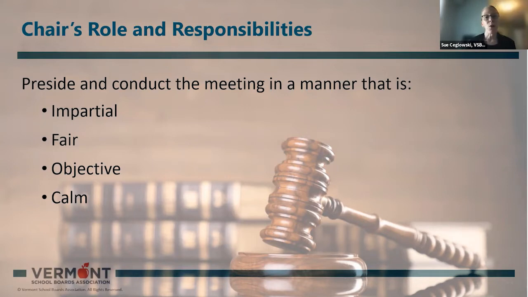The chair's role and responsibilities. This is covered by Section 3 of Robert's Rules. And I'm going to talk to you about a couple of different paragraphs in that section. Paragraph 9 talks about the customs of formality that are followed by the chair and also by the members. And they serve to maintain the chair's necessary position of impartiality.